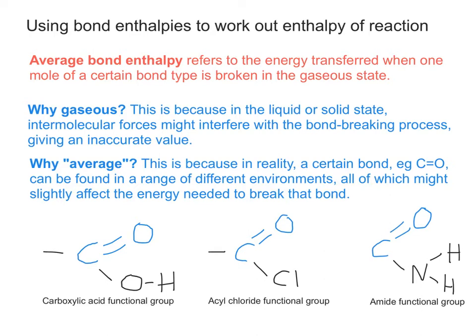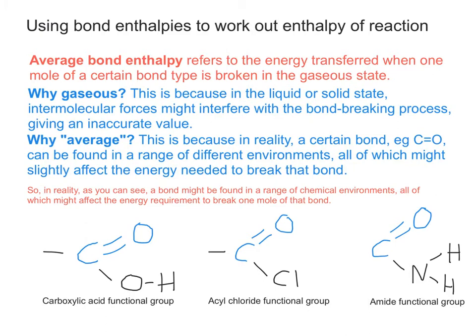So in all of these groups, the effects on the carbon double bond oxygen, in other words, specifically the effect on how much energy it takes to break that bond, might be influenced by the presence of the oxygen in the carboxylic acid functional group, or the chlorine in the acyl chloride group, or the nitrogen in the amide functional group. So what we have to do is take an average of the energies that it would take to break the carbon double bond oxygen in a variety of environments. So this is why we call it the average bond enthalpy, as opposed to just bond enthalpy.